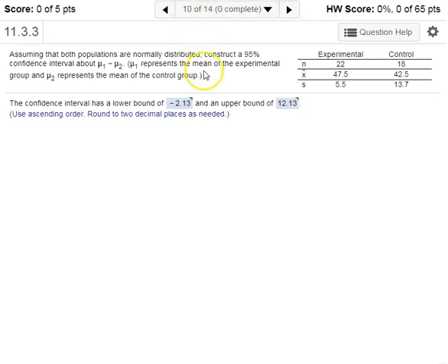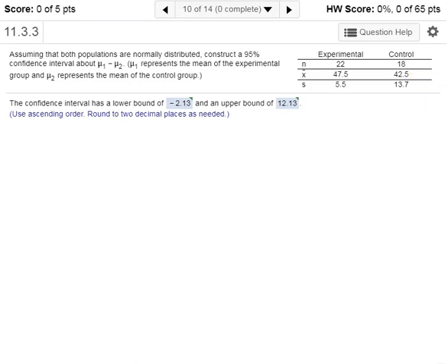For number 10, we're constructing a confidence interval, a 95% confidence interval about the difference between two means. Now, here we have independent samples. There's no mention of them being paired up, and we can also tell that we don't have matched paired data because the size of each sample is different between our experimental group and our control group.